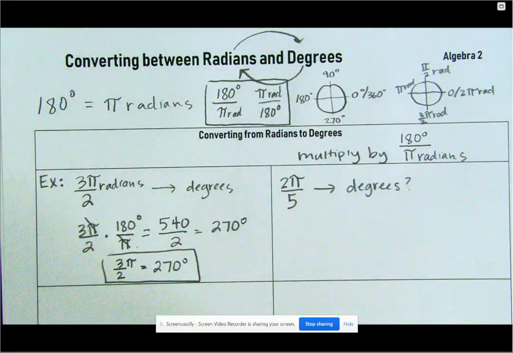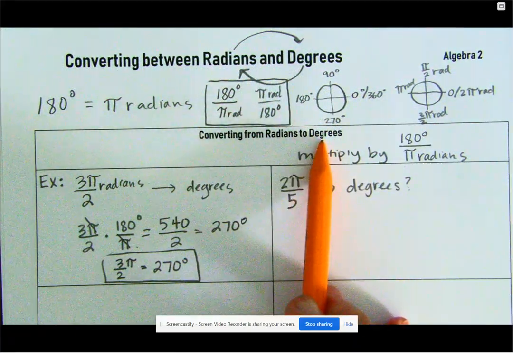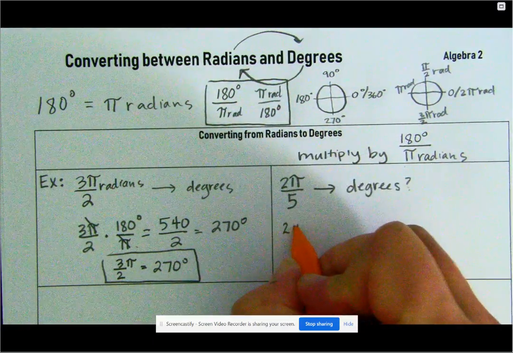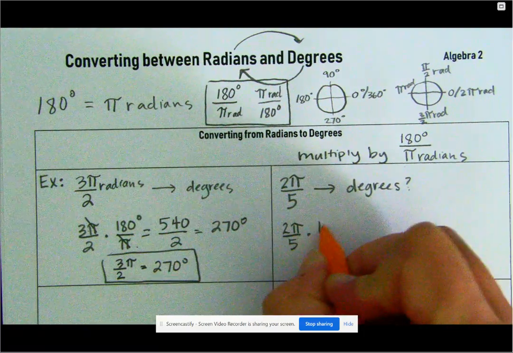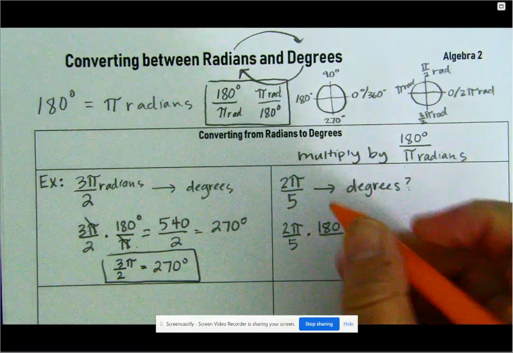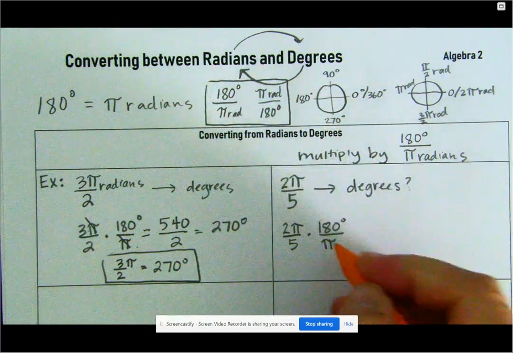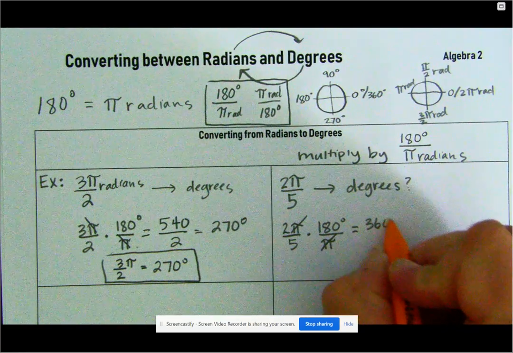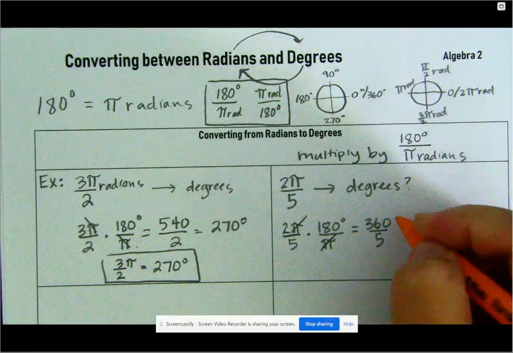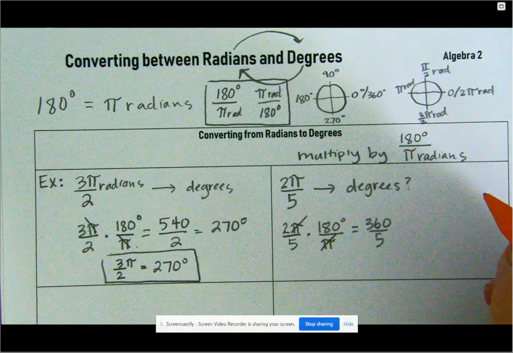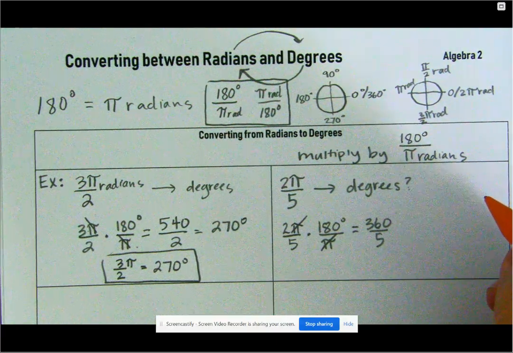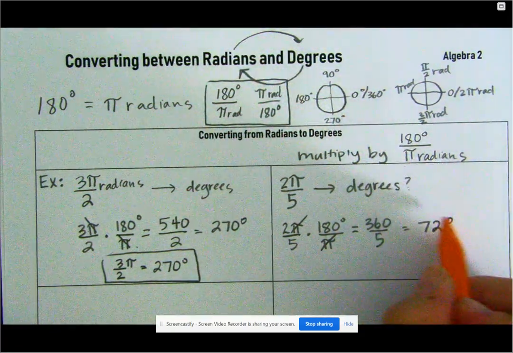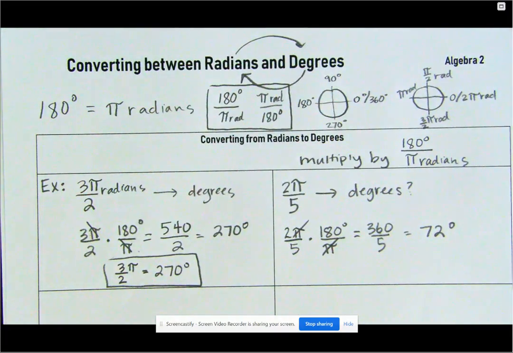Okay, so again, anytime we're converting from radians to degrees, we multiply by 180 degrees over pi radians. So we're going to have 2 pi over 5 times 180 over pi radians. So the pi's cancel out, and we're going to have 360 over 5. And this is going to be degrees. And it works out nice. 72 degrees. Okie dokie. Pretty easy, right?